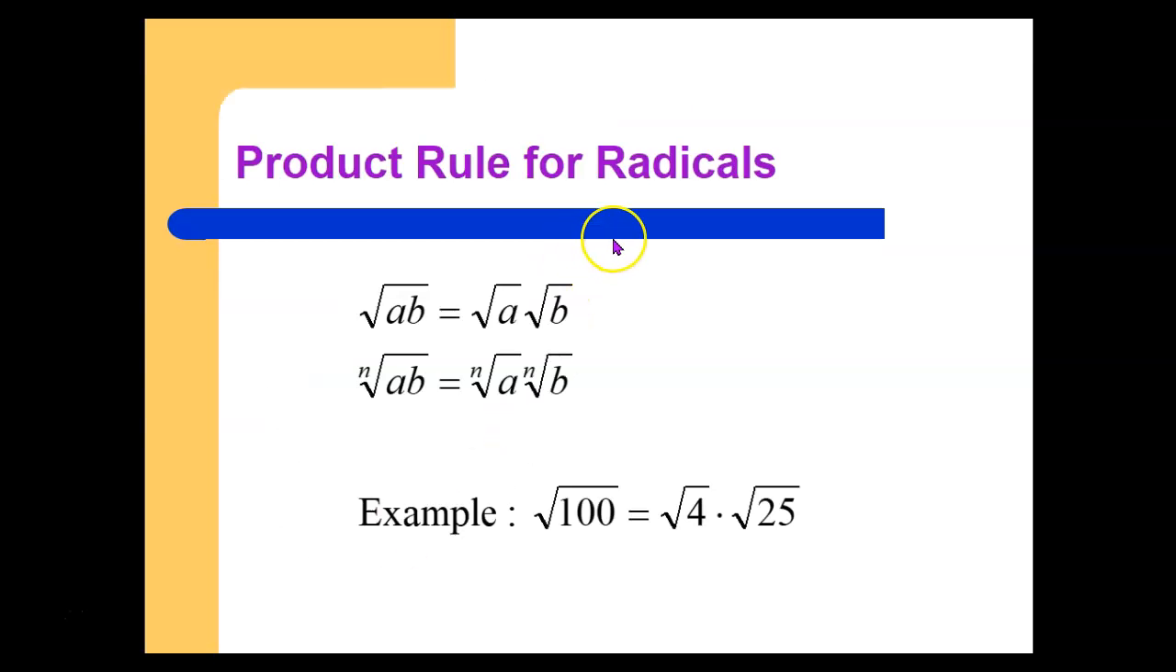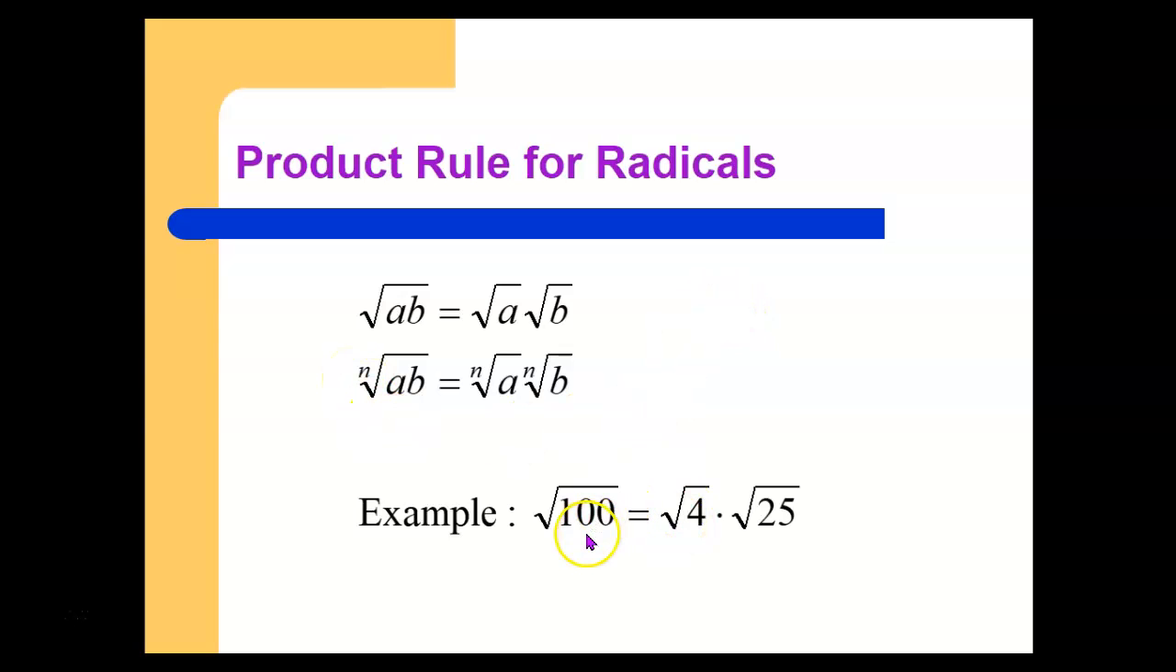Now, the product rule for radicals says that if you take the square root of two things multiplied together, that's equivalent to the square roots of the two things multiplied together. Square root of a times b equals the square root of a times the square root of b. And that's still true if you're talking about other kinds of roots besides square roots.